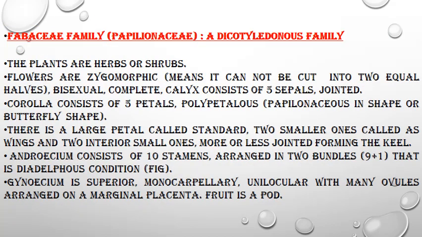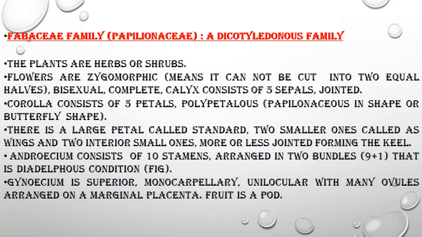Next is Fabaceae, a dicot family. The plants are herbs and shrubs. Flowers are zygomorphic, means it cannot be cut into 2 equal halves. Bisexual, complete. Calyx consists of 5 sepals joined. Corolla consists of 5 petals. Polypetalous. Polypetalous means free. So papilionaceous in shape or butterfly in shape.